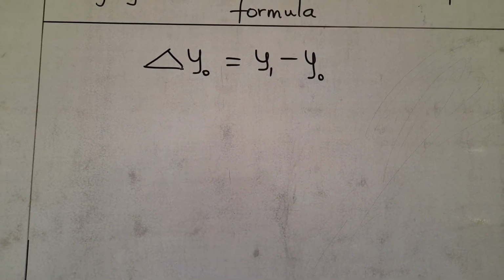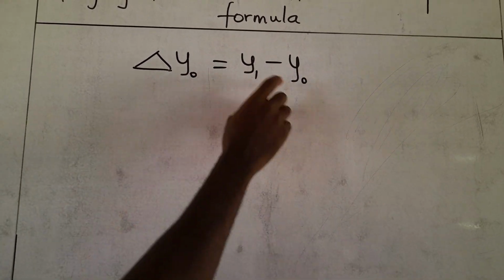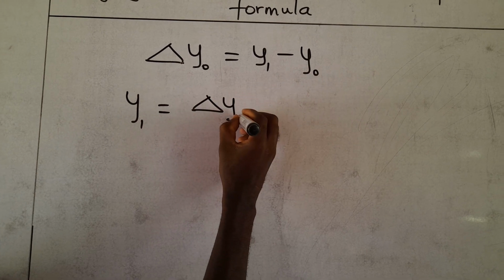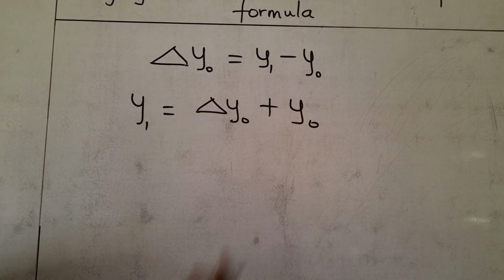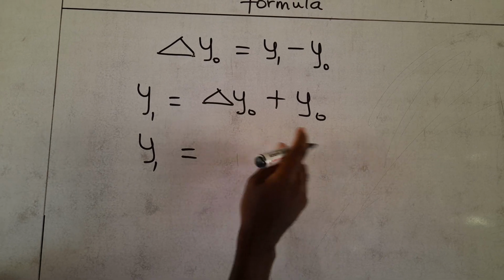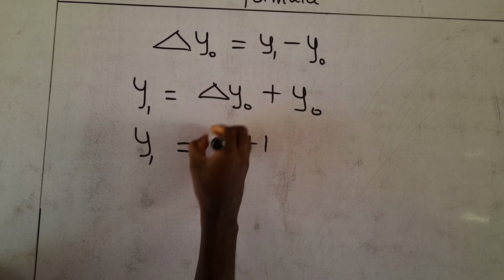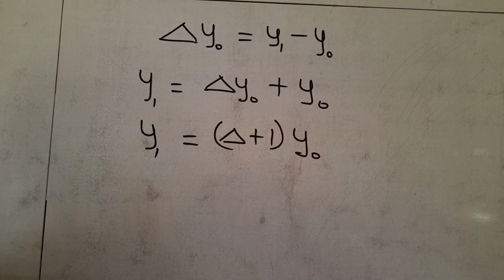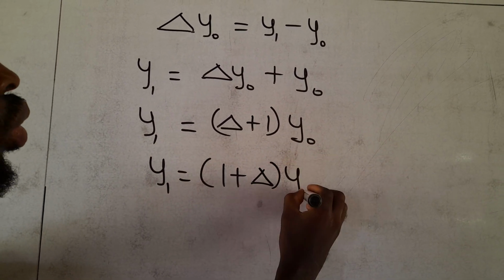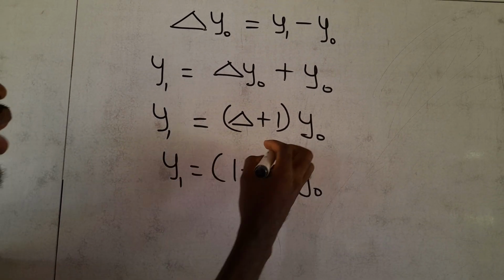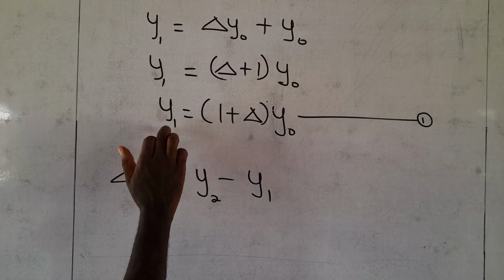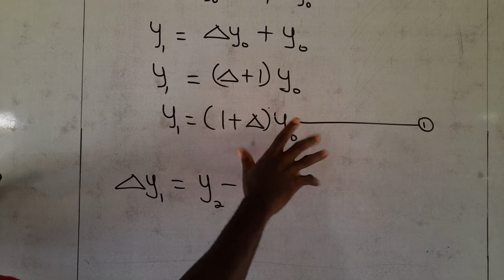So the first one, that's del y naught, is equal to y1 minus y0. Let's make y1 the subject. So you can say our y1 will be equal to del y0 plus y0, that's bringing the y0 here. Now I want to factor my y0 out, so I'll have del plus 1, y0. Or y1 is equal to 1 plus del y0. Please remember, when this is 1, you see that the exponent here is also 1. So take note. Having found our y1, we know it's equal to 1 plus del in bracket y0.